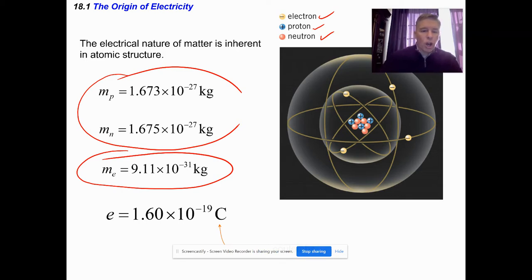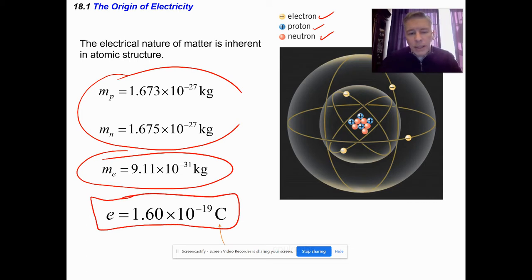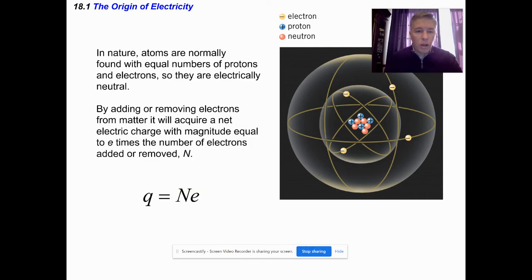We are concerned with charge. So I write this e equals 1.60 times 10 to the negative 19 coulombs, a good thing to throw onto that equation sheet. It describes the quantity of charge on an electron or a proton. They happen to have the same quantity of charge. They have a different sign. Obviously, we know electrons are negative, protons are positive, and neutrons don't even have a quantity of charge.